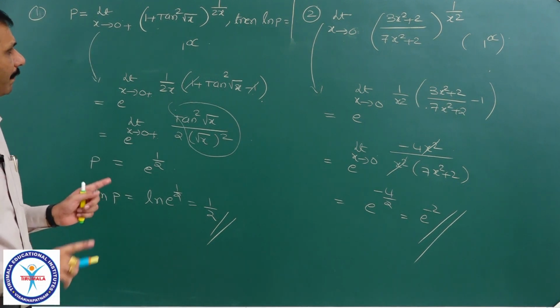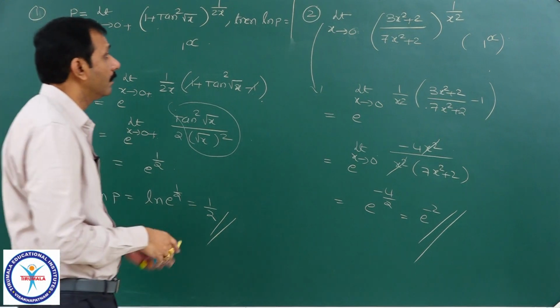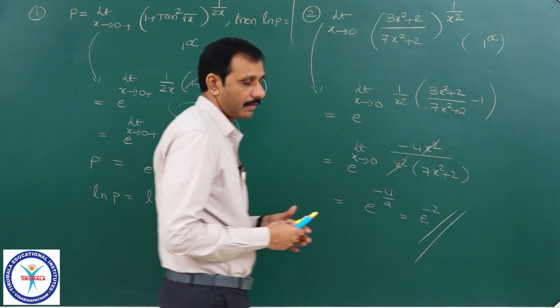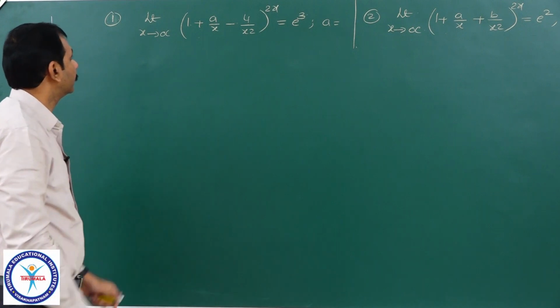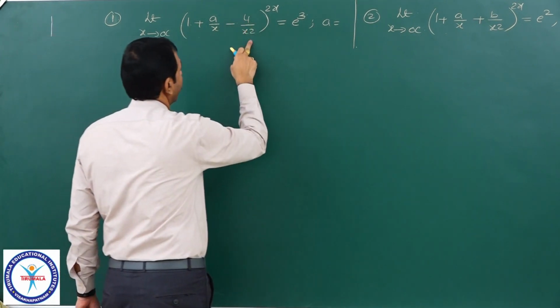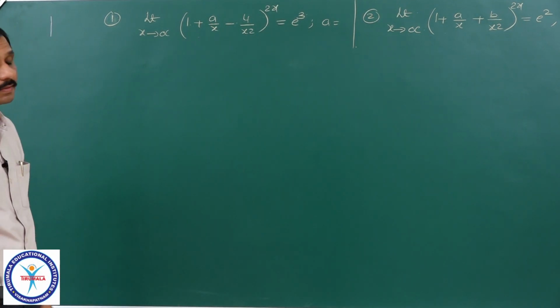So, whenever 1 power infinity, it is e power f of x power g of x, means e power that g of x into f of x minus 1 can be calculated. Right. Next one, x tends to infinity (1 plus a by x minus 4 by x square) whole power x equal to e cube, then value of a.